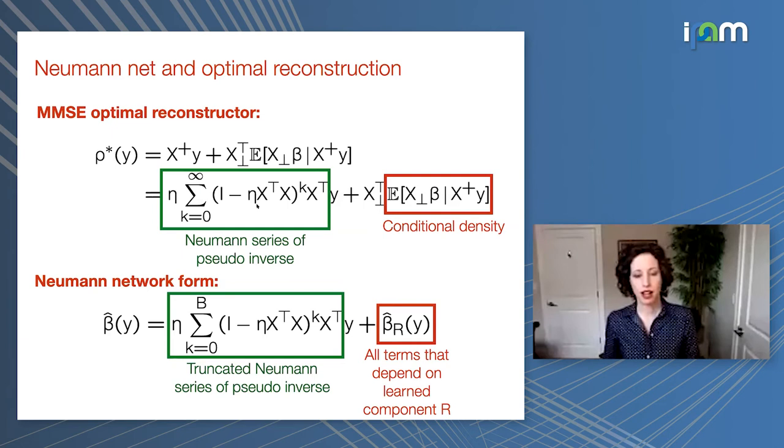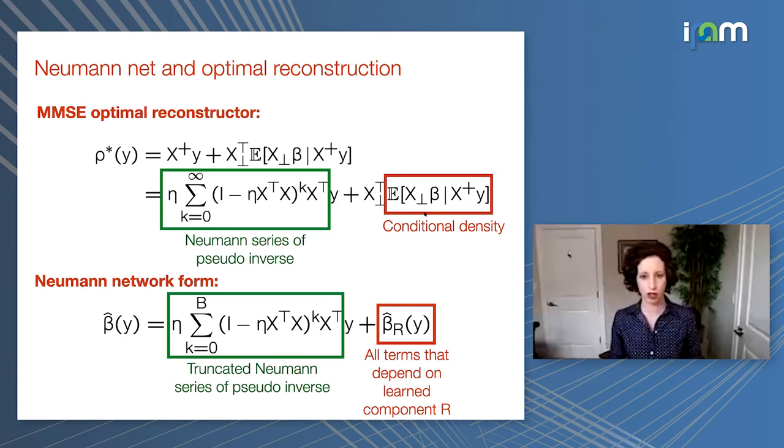And I recognize that the second term corresponds to something that depends on the conditional density. Now what I can do is compare that with what's actually being computed by this Neumann network that I just described. And what I see is that essentially my estimate has the same known component that the optimal reconstruction method would have, and it's got a learned component that corresponds exactly to this conditional density that we thought should really be at the heart of any learned reconstruction method.